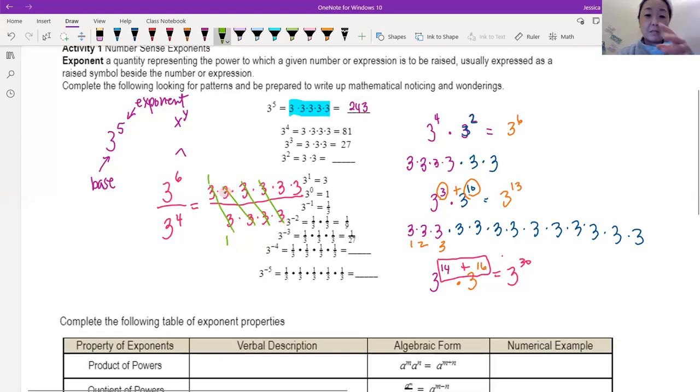So all four 3s on the top and four 3s on the bottom cancel each other out, because what's 3 divided by 3? And again, it's 4. I'm just kidding, it's 1.